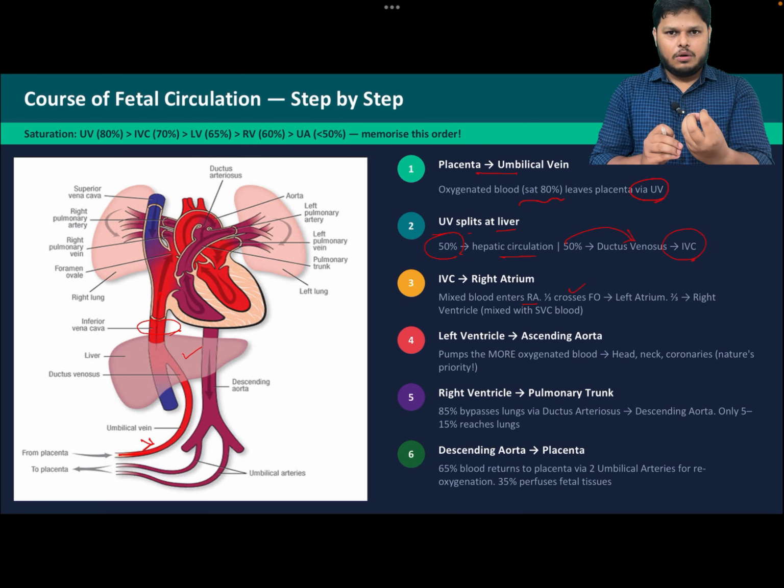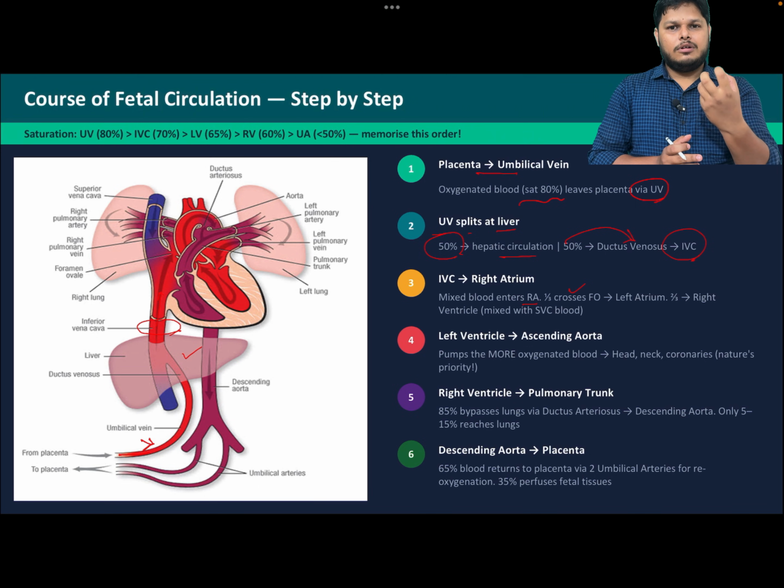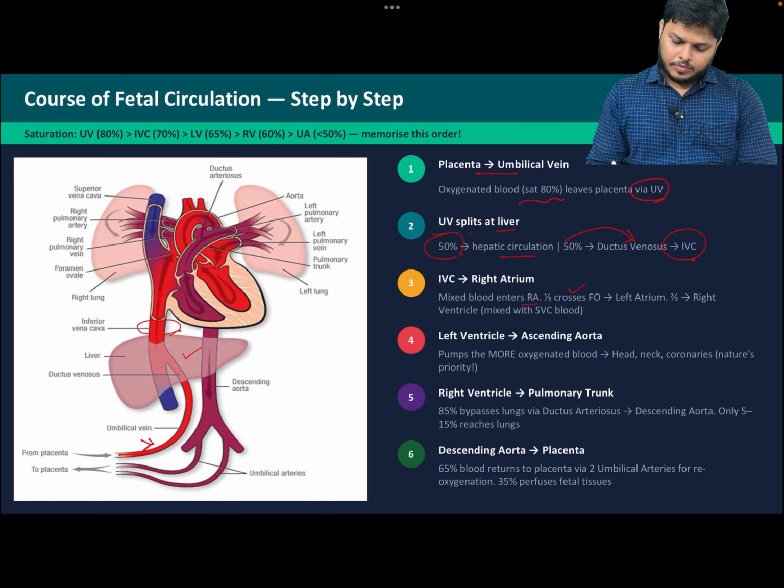Now, if it would have been an adult circulation, what would have been the format? The blood is in the right ventricle. From the right atrium, two-third of the blood is in the right ventricle. The right ventricle will pump into the lung. But in fetal circulation, there is no lung. All the vessels are vasoconstricted. That's why we say the lung of the fetal circulation is the placenta, and the right ventricle has nowhere to pump.